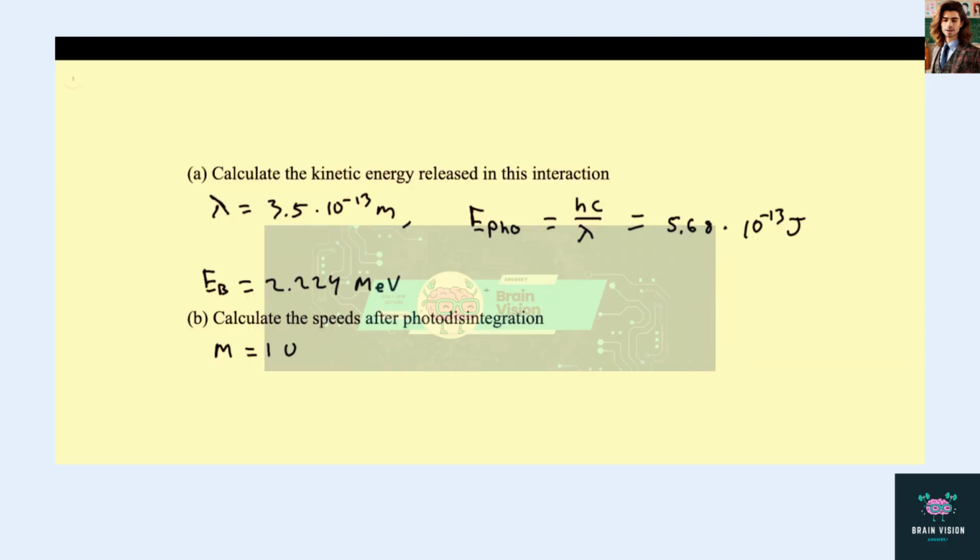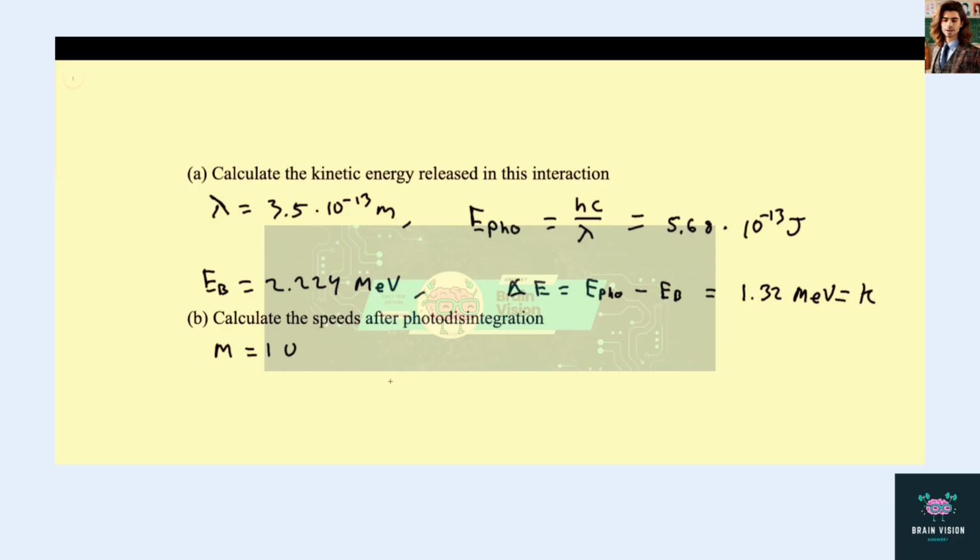Now, since the photon strikes the deuteron and splits it, this binding energy is released, and the kinetic energy released is the difference between the energy of the photon, which is destroyed, and the binding energy of the deuteron. So delta E is simply E photon, the energy of the photon, minus E_B, the binding energy of the deuteron. And this is a value of 1.32 mega electron volts. And this is the kinetic energy that is released.